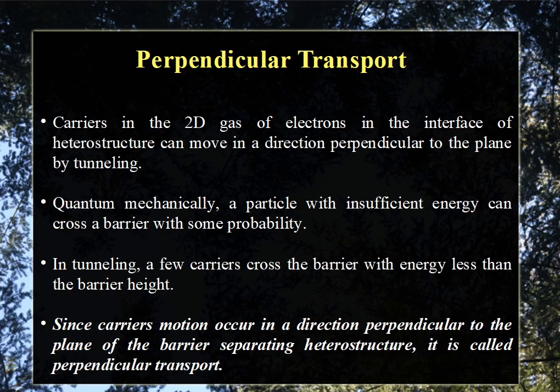That is, tunneling increases. In tunneling, a few carriers cross the barrier with energy less than the barrier height. Please note it. Even though there is a barrier, some of the electrons trapped in the quantum well can jump over the barrier in the perpendicular direction. So quantum tunneling is a perfect example of perpendicular transport.